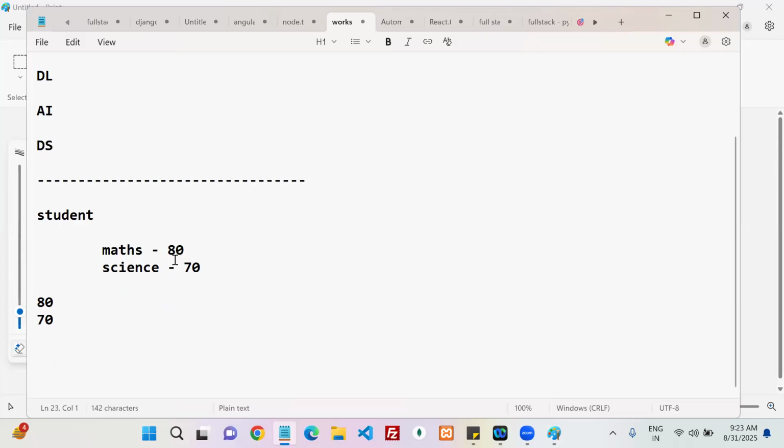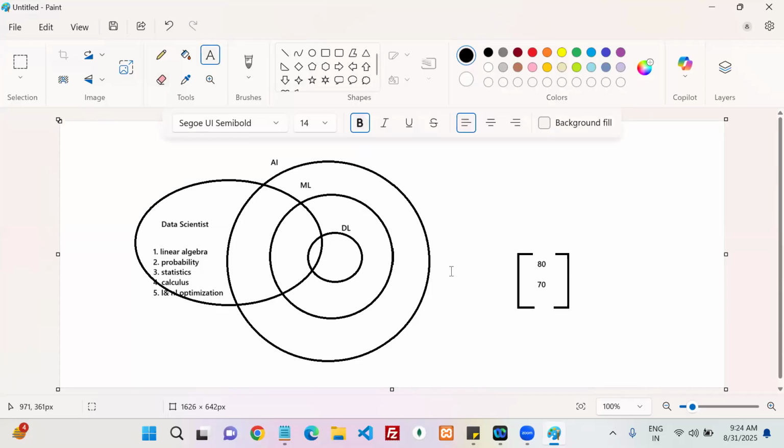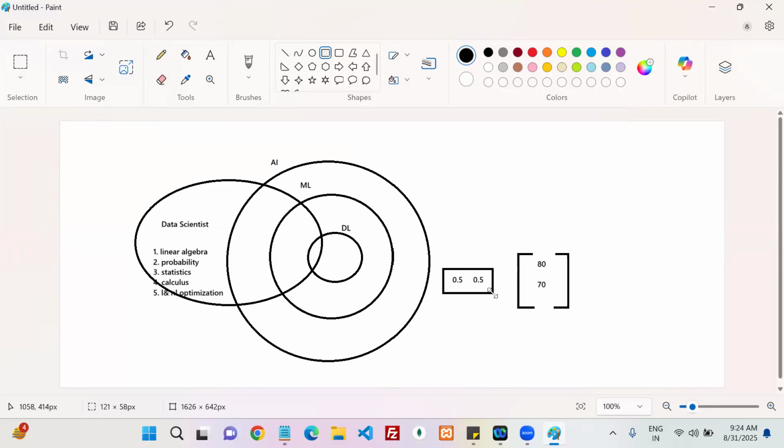Average is nothing but half, right? By 2. So here I can simply use the matrix multiplication concept. First 0.5 and 0.5. Now I can do some matrix multiplication. Do you know how to do matrix multiplication? Matrix multiplication, how can we do it? I just want to find the average score.